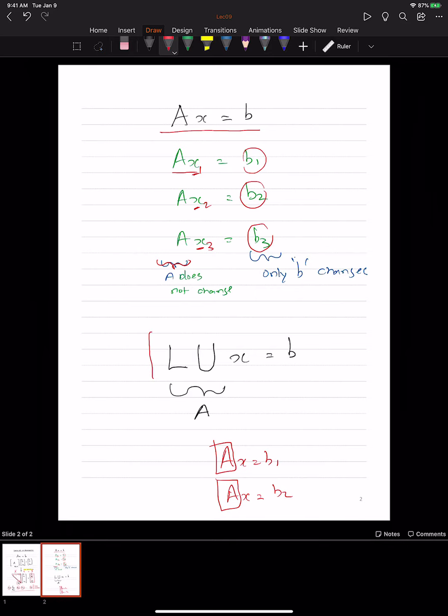We are going to decompose A into L times U. L is a lower triangular matrix, U is an upper triangular matrix, times X equals B. So regardless of what B is, we will do Gaussian elimination only once with A, and then any time a new B comes, we can solve it for X. We will see how. So let's go to the details.